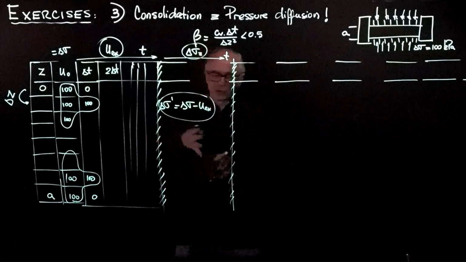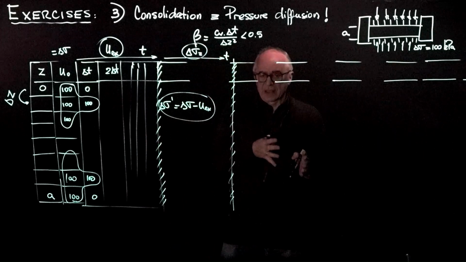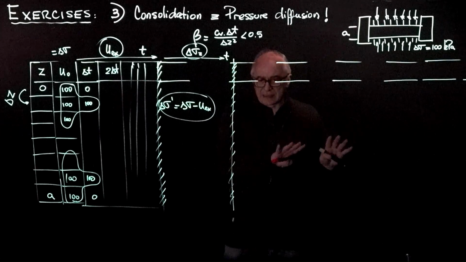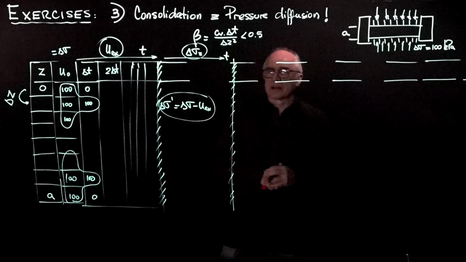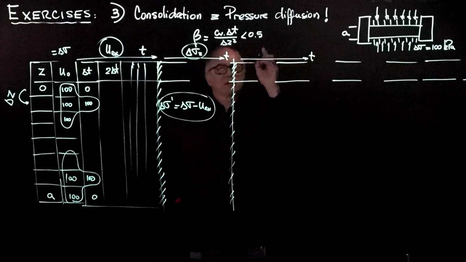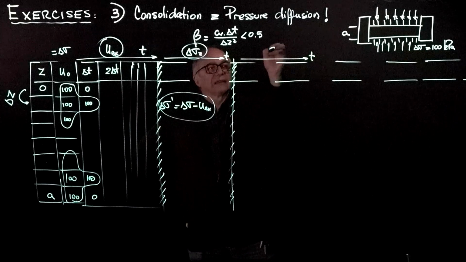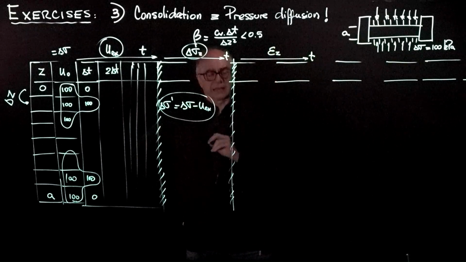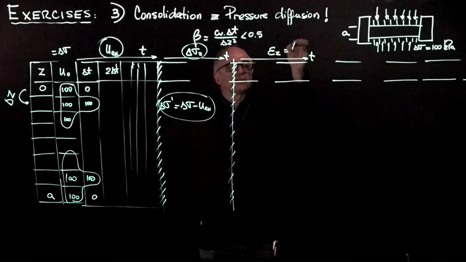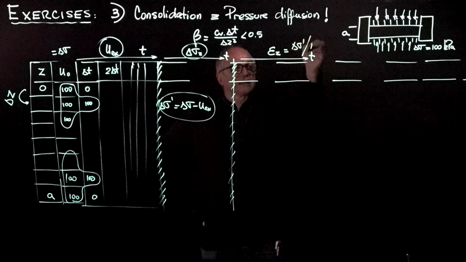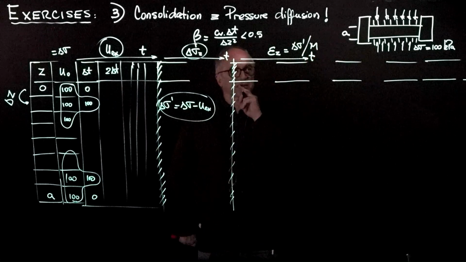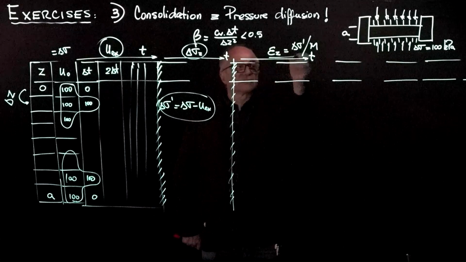Now we can go to the next series of rows, and you can think of this as having different tags in the spreadsheet, or a very simple algorithmic solution. Once again, we're going to evolve in time, but what we would like to compute is the vertical strain. And the vertical strain is equal to the change in effective stress divided by the constraint modulus. This is linear theory. We are assuming that the constraint modulus remains constant.